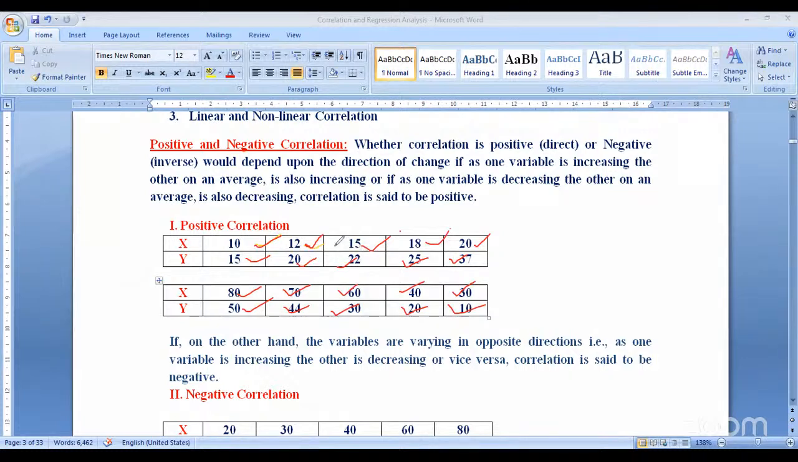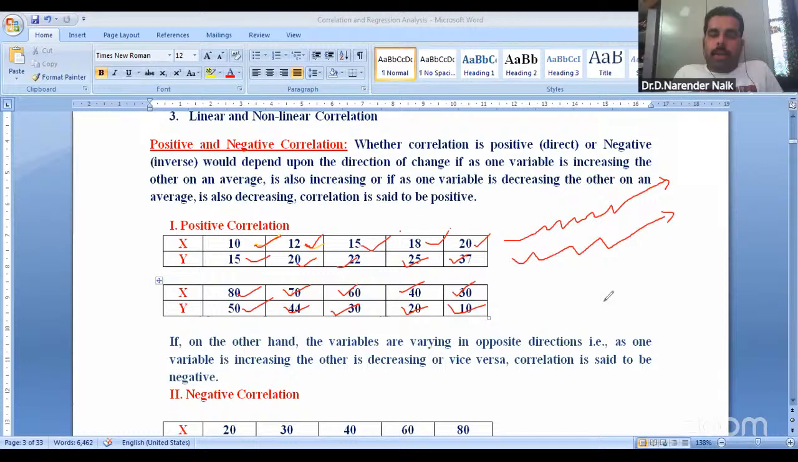If, on the other hand, the variables are varying in opposite directions, that is, one variable is increasing and the other is decreasing or vice versa, correlation is said to be negative. So here, see positive correlation: one is slowly increasing in this way, slowly moving towards the right direction. In the same manner, Y is also increasing slowly on an average. Here, on the left side, it is decreasing, like this.